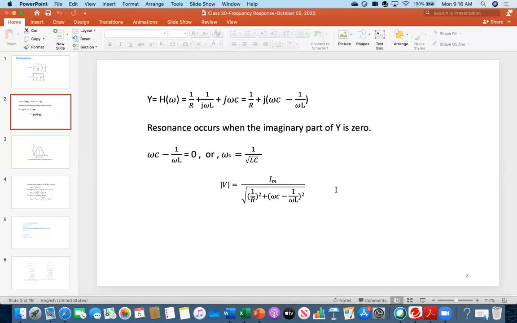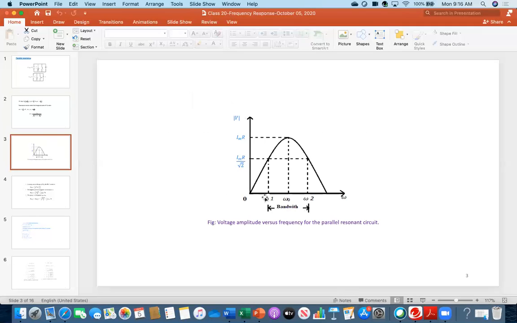Everybody, could you follow so far? Yes. Okay, great. Then moving forward, we will be plotting this, voltage versus frequency. Here you see this axis is voltage, and this axis is frequency omega. Just now we noticed that at omega naught, it has the highest voltage.